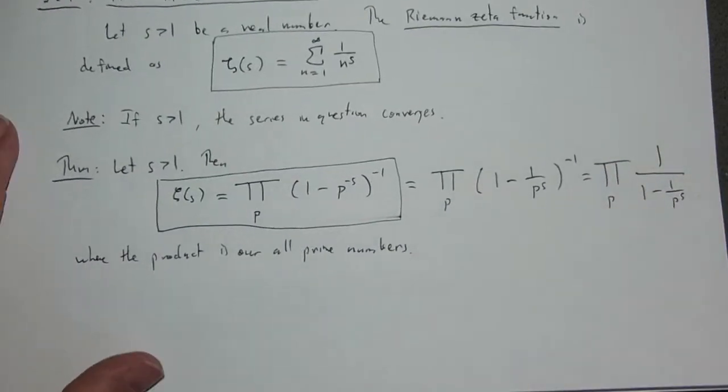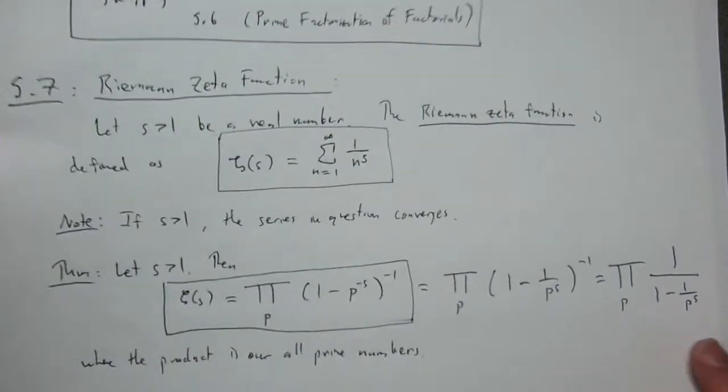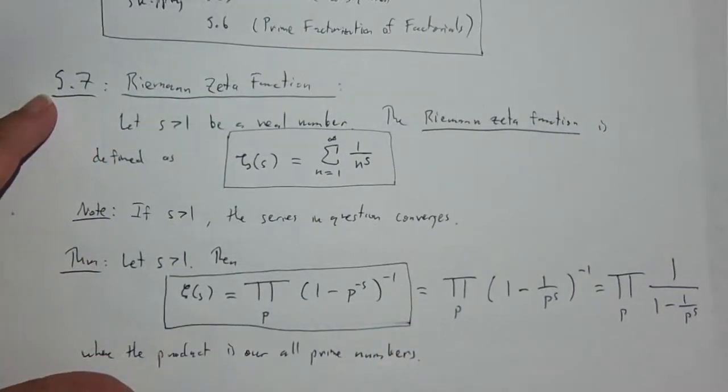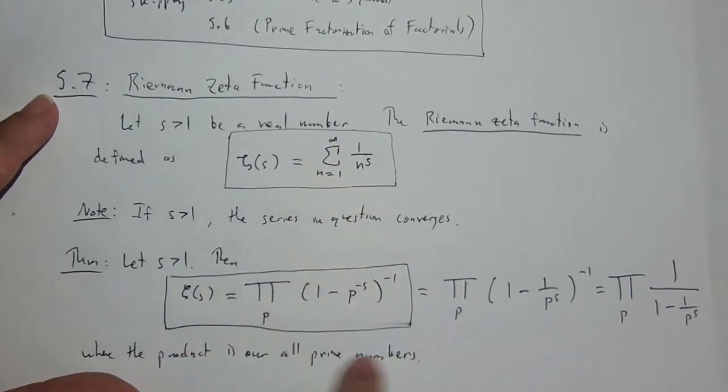So maybe I'll start fresh on a new page rather than crowd this one. So this is what we want to show. We want to show that, in fact, another way of expressing this sum is as this product over all the primes of this weird expression here. So how does this work?